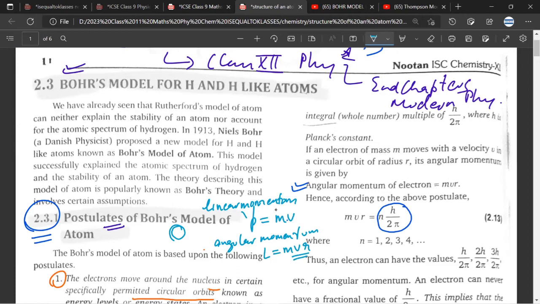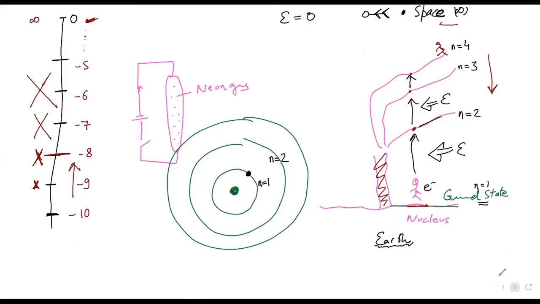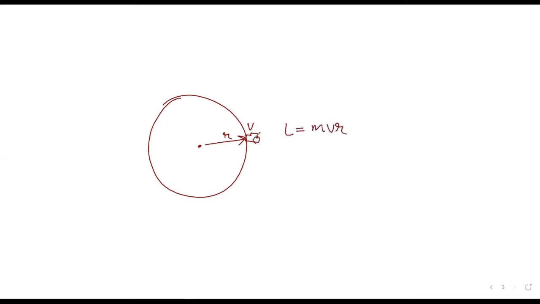Where r is the radius of the orbit in which the object is taking turns. Are we clear till here? Yeah. Very simply, if this is a track of radius r, you have a car which is going around this circle with a velocity v. The velocity on your speedometer is v. Then the angular momentum of this car would be mvr, where m would be the mass of the car.